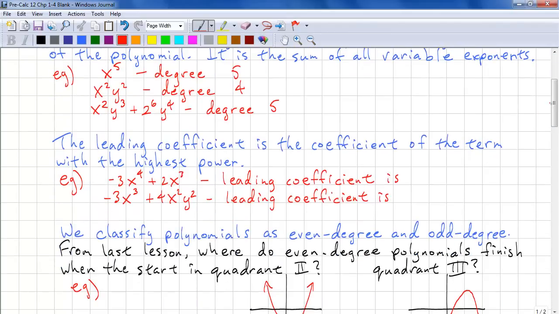Leading coefficient. The leading coefficient is defined as the coefficient of the term with the highest power. So we have a degree 4 here, degree 3 here. So this one's the term with the highest power, and the leading coefficient is -3. Here we have degree 4, here we have degree 3, so we just use the leading coefficient here, which is +4.